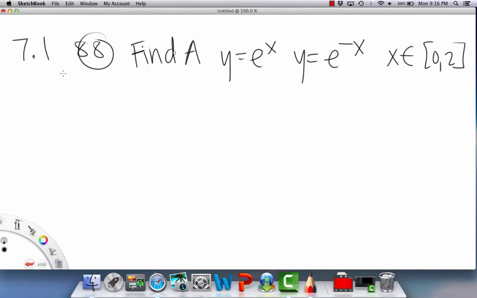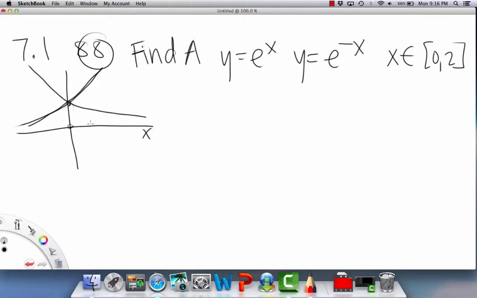So let's just draw a graph real quick so you can get a visual of what this looks like. Okay, so we have e to the x, so that goes up and crosses through 0, 1, right? And then we have e to the negative x, which is coming down and crossing the same point. So this is our x-axis, and it goes from 0 to 2, so let's say that's 1 and that's 2, okay?